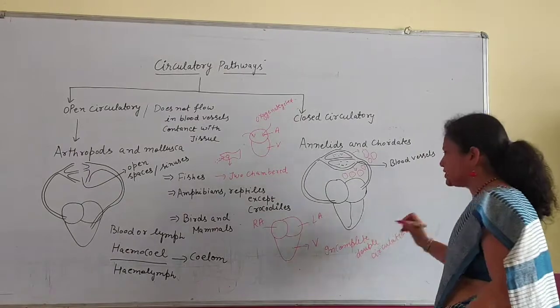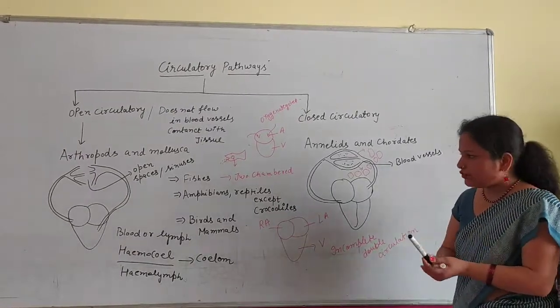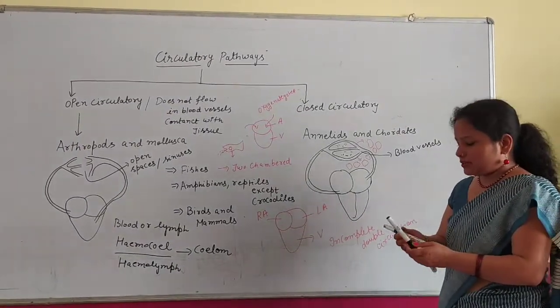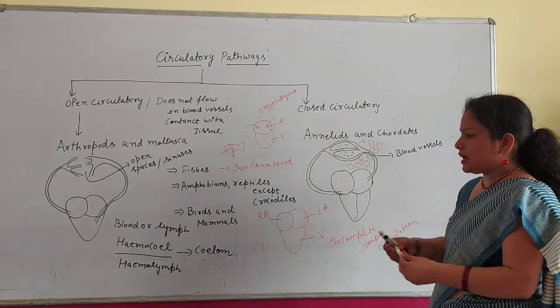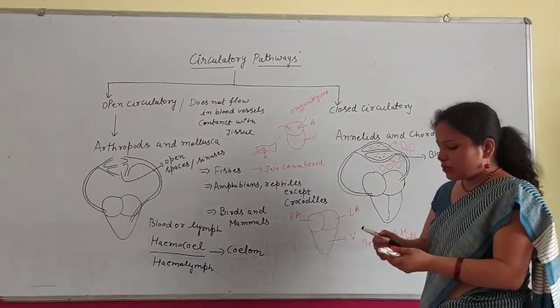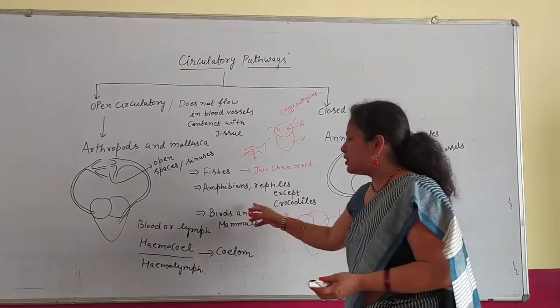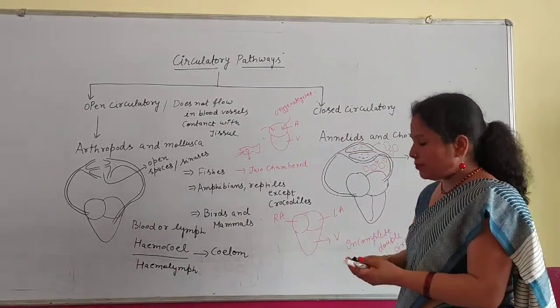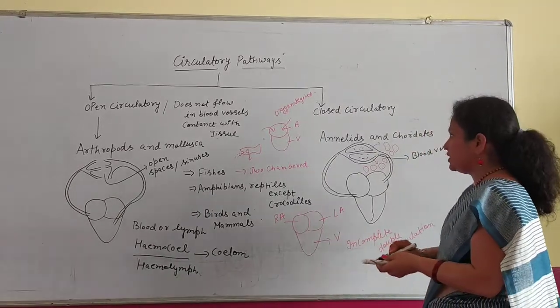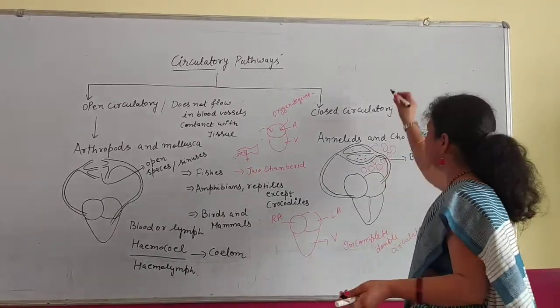Incomplete double circulation is present in case of amphibians and reptiles. After that, we can take the example of birds and mammals. In case of birds and mammals, there is a four-chambered heart. So what is a four-chambered heart?